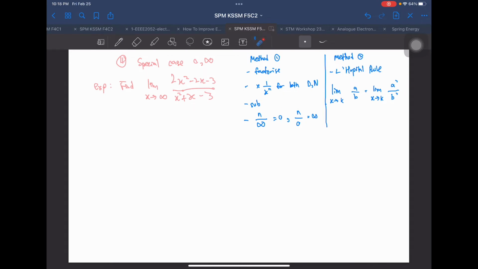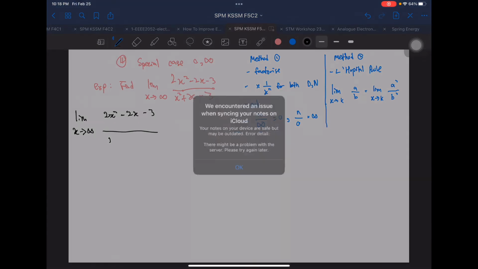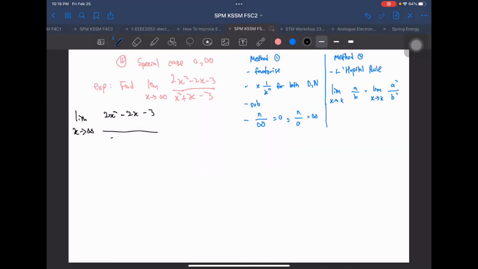So using the first method, first you see if it can be factorized or not. If it cannot, then we continue to the second step. From what I see, this cannot be factorized. So what we do, we divide it by x to the power n, or you can say that you times with 1 over x to the power n. In this case, n is 2.